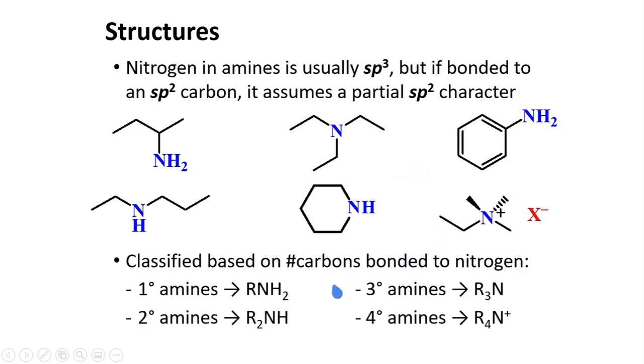Thus, we can classify amines based on the number of carbons bonded to the nitrogen. We say a primary amine if there is 1 carbon bonded to the nitrogen, secondary amine if there are 2 carbons, tertiary amines if there are 3 carbons bonded to the nitrogen, and quaternary amines if there are 4. In quaternary amines, the nitrogen carries a positive charge, such as this one.